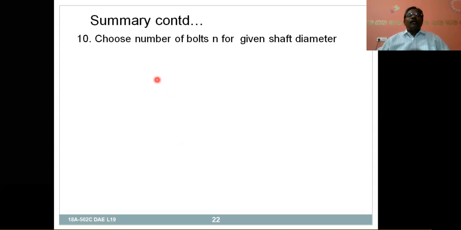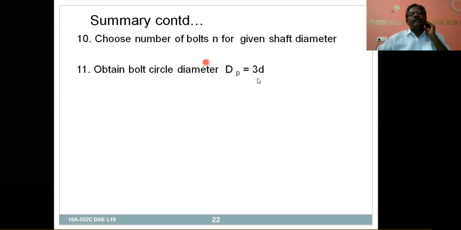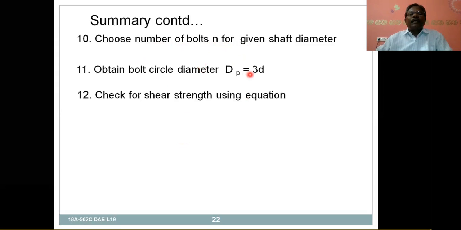And now, in case of design of bolts of flange coupling, first of all choose the number of bolts n for the given shaft diameter. Previously I told you that it is 3, 4, and 6 based on the shaft diameter. And now obtain bolt circle diameter dp is equal to 3 times the shaft diameter, and check for shear strength using the equation.